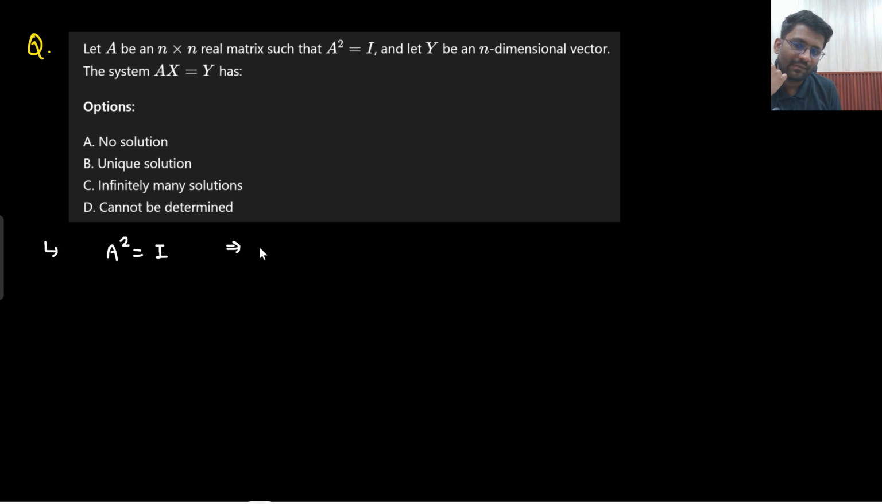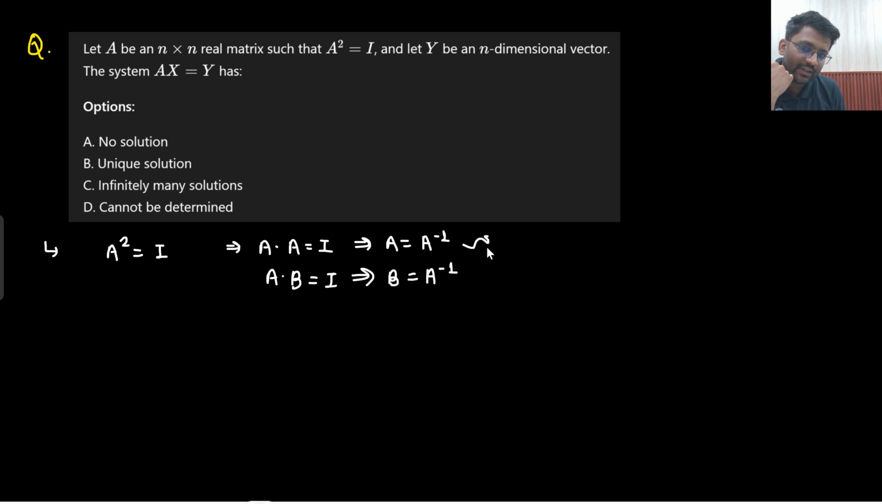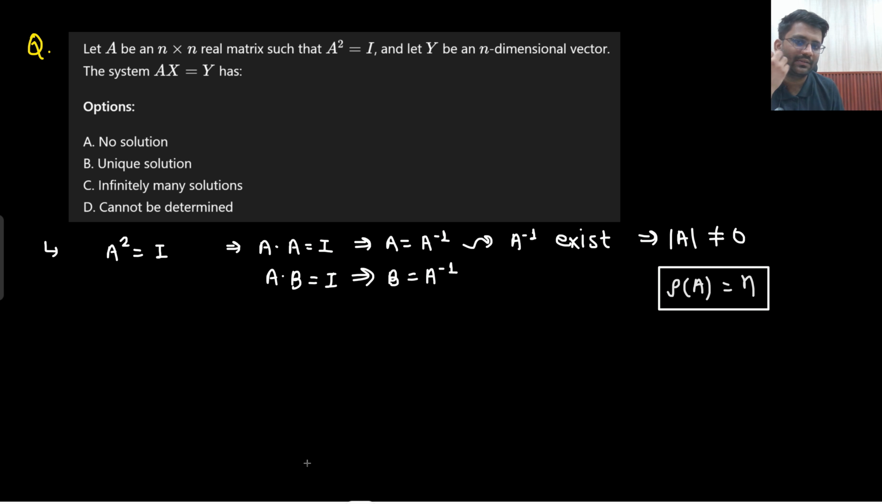What does that mean? A dot A equals to I. If I say A dot B equals to I, what does that mean? That means that B equals to A inverse. They are saying A dot A equals to I. What does that mean? A equals to A inverse. From here, what you can understand is that A inverse exists. A inverse exists. What does that mean? The determinant is not equal to 0. What does that mean? Rank of A is equal to the order n. This is what it means.